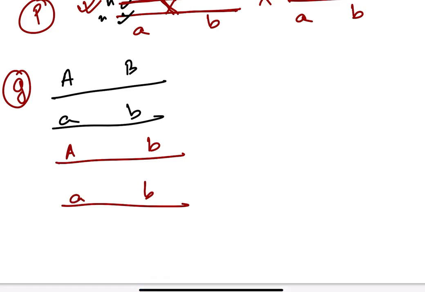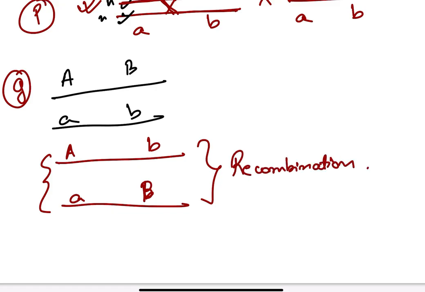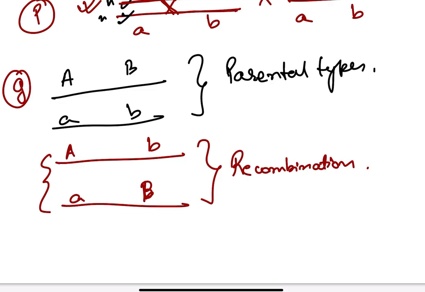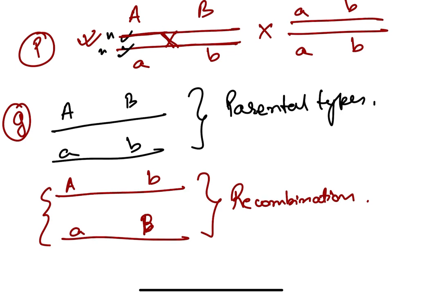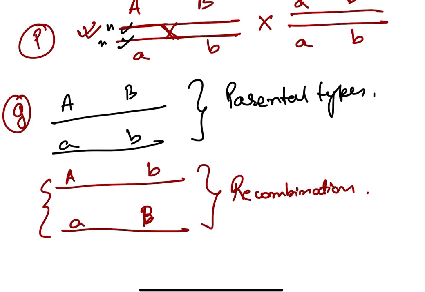These are the two gametes which are formed as a result of recombination, right? And these two are called parental types without recombination. Parental types. So gametes from two genes, again I'm saying 1 and 2. How many gametes are formed? 1, 2, 3, 4. So from two genes, 4 gametes are formed.